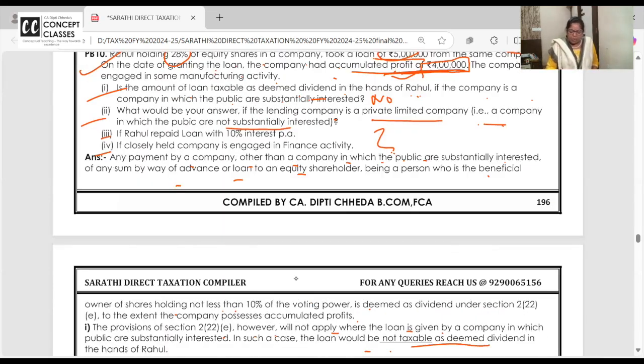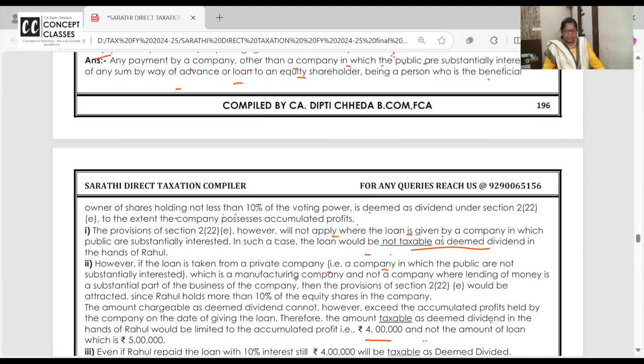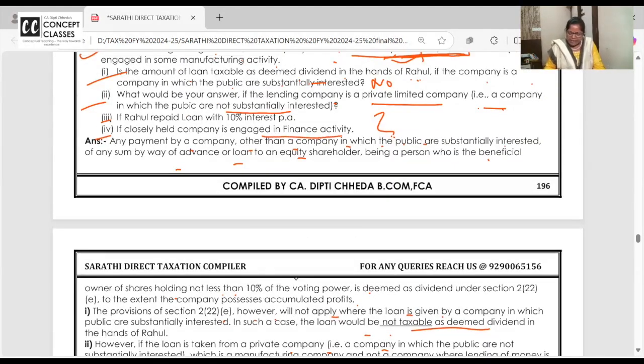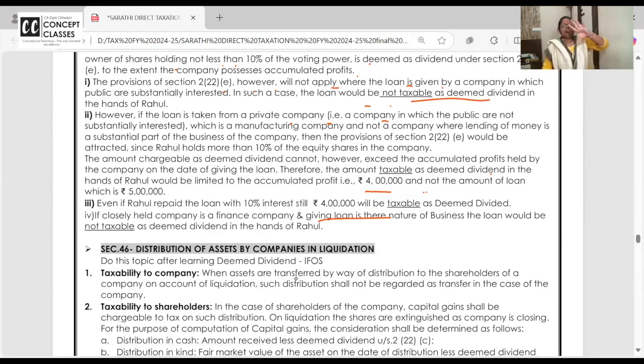Next. If Rahul repaid the loan with 10% interest, even if Rahul repaid the loan, it will still be taxable as deemed dividend. I told you already. If a closely held company is engaged in finance activity, where lending is their business, then it is not taxable. Public company giving a loan out of accumulated profit, not taxable. Private company, taxable. If the loan is repaid, still taxable. Private company giving a loan, but whose business is only financial business, giving loans and all, not taxable.